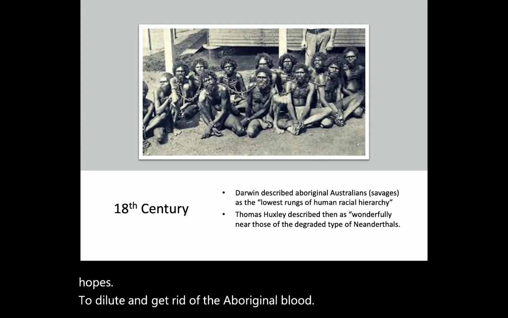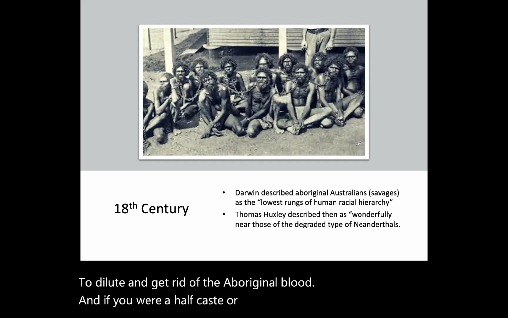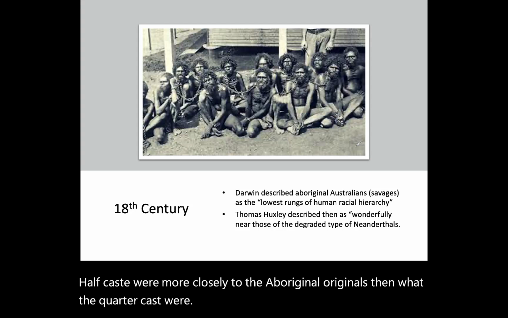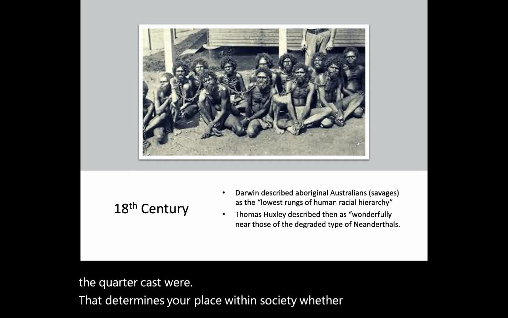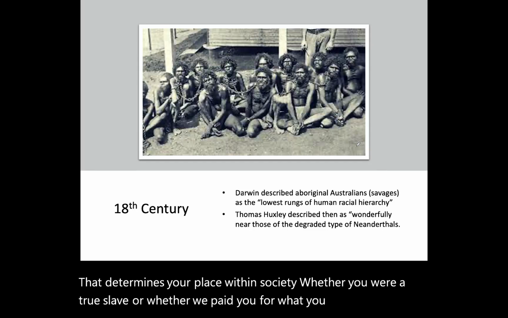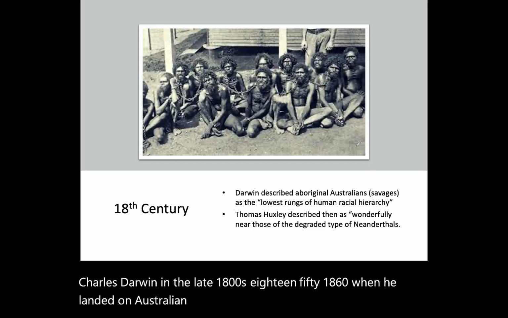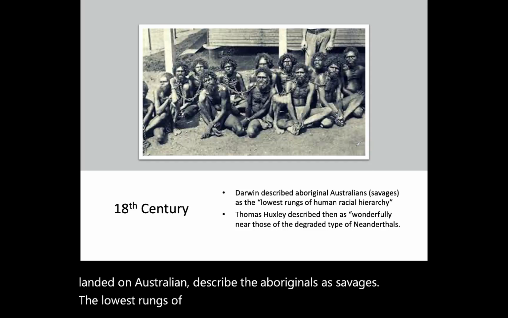And if you were a half caste or a quarter caste, half castes were more closely related to the Aboriginal originals than the quarter castes were. That determined your place within society, whether you were a true slave or whether we paid you for what you did. Charles Darwin in the late 1800s, 1850, 1860, when he landed on Australia, described the Aboriginals as savages, the lowest rungs of human racial hierarchy.